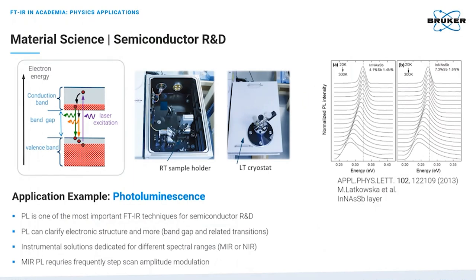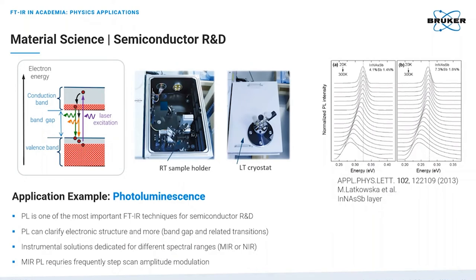One of the analysis methods frequently used in semiconductor R&D is photoluminescence, PL in short. It can clarify electronic structure and more, like band gap and related transitions. As we know, in atoms or molecules, we often have discrete energy levels. When atoms are packed into a periodic crystal lattice, then we have so-called energy bands, conduction and valence bands, regarding electronic structure. In semiconductors, the band gap between the conduction and the valence bands lies in the IR or visible region.